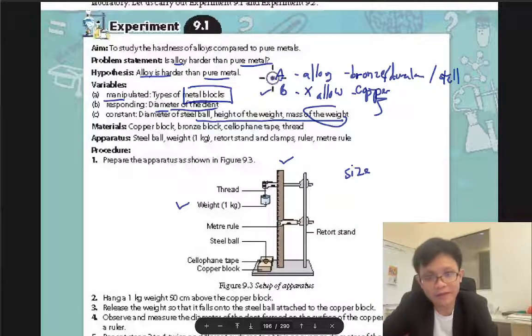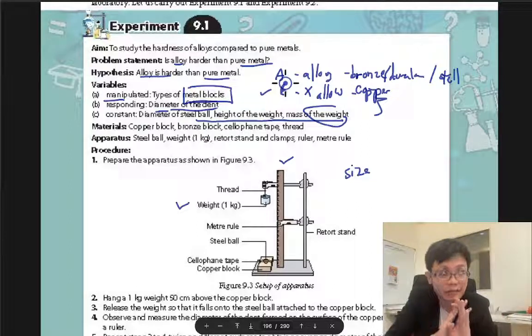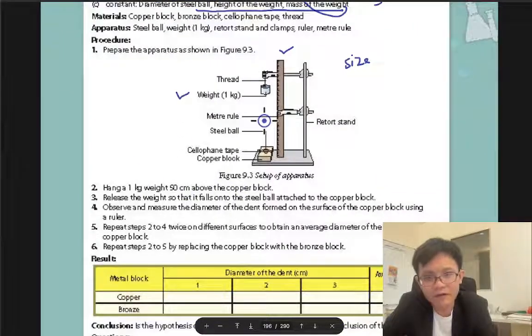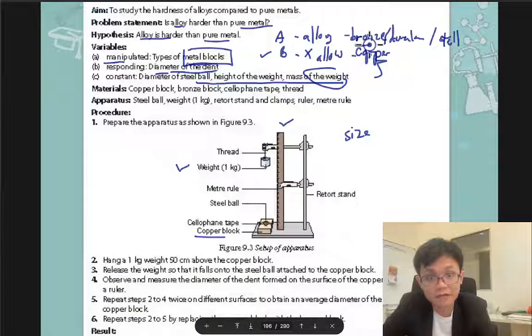So now make everything the same. You want to make everything fair. Then we want to try to do the experiment. Ali wants to take the metal, put it at 1 meter, then he will drop it on the plasticine with the cellophane tape on the copper block. Next, he will take the metal again, then he changes the copper block to the bronze. Then he drops the metal and sees what the diameter is.